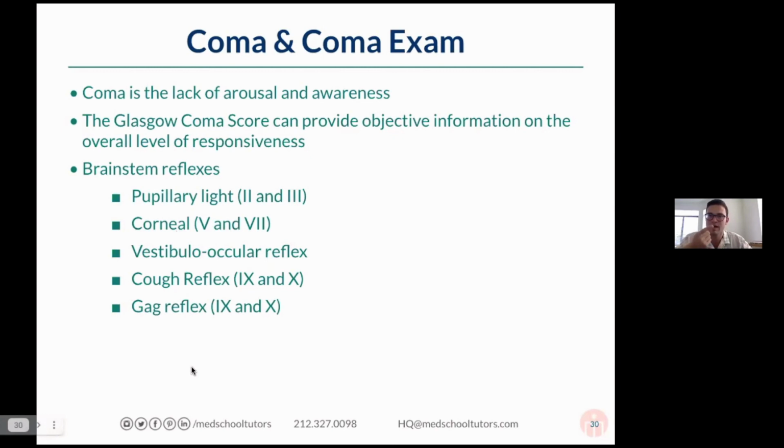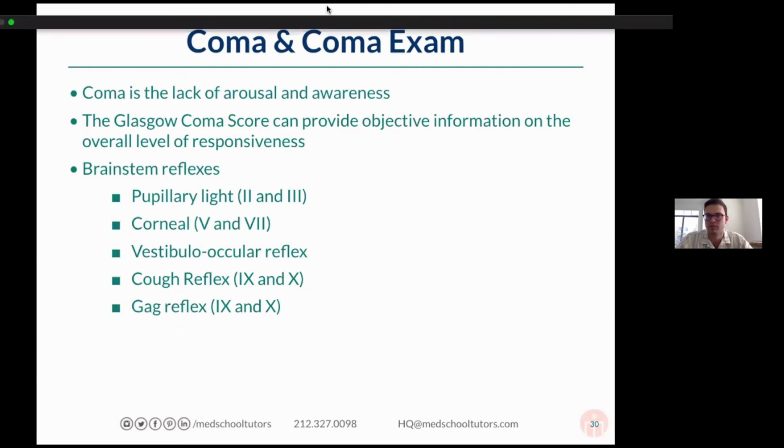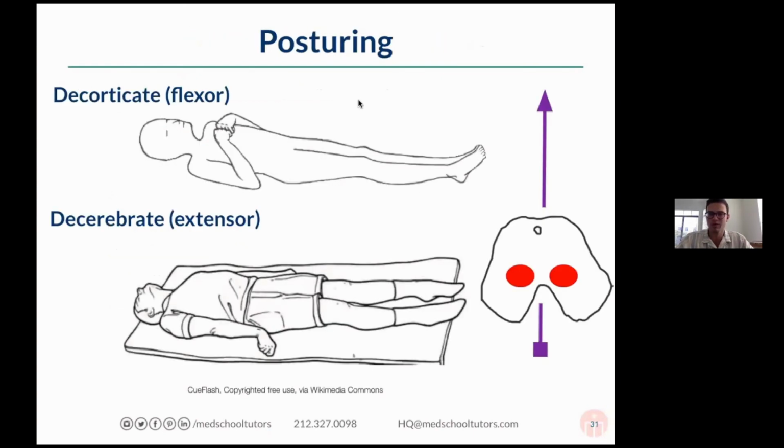Cough, we talked about, afferent is 9, efferent is 10. I'm sorry, gag, afferent is 9, efferent is 10. Cough, I think sometimes First Aid lists it as 9 and 10. I typically just think of it as 10 only. The idea of that being an important distinction to make for any of you is quite low.